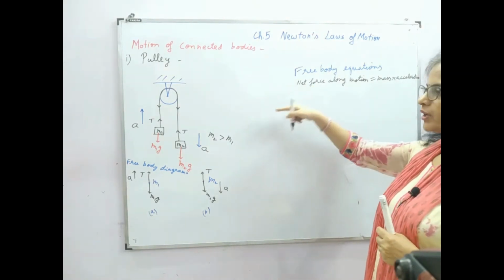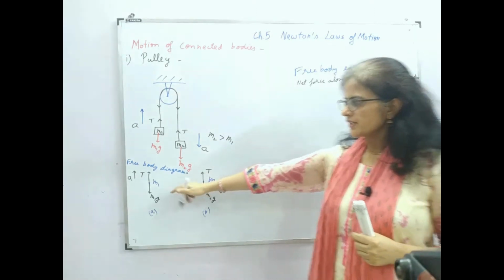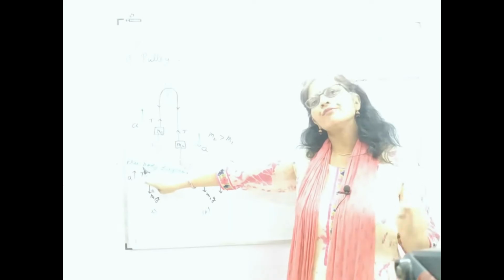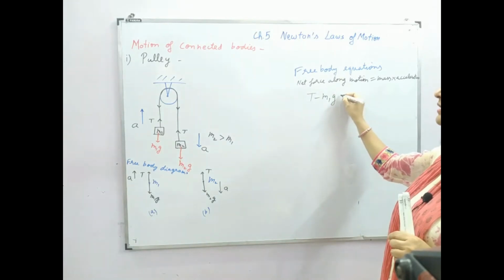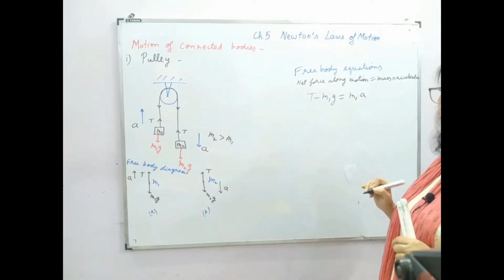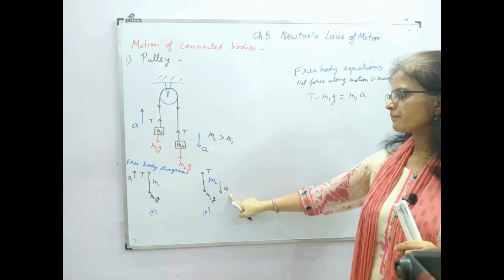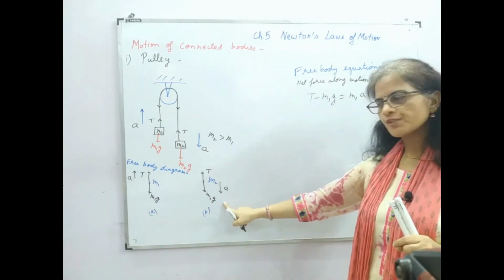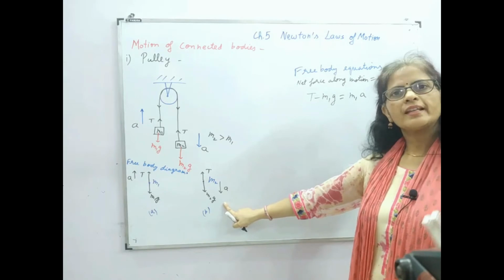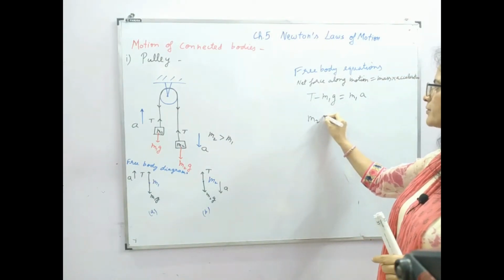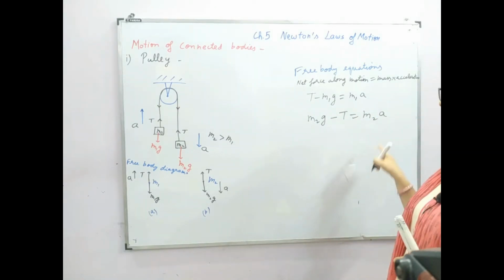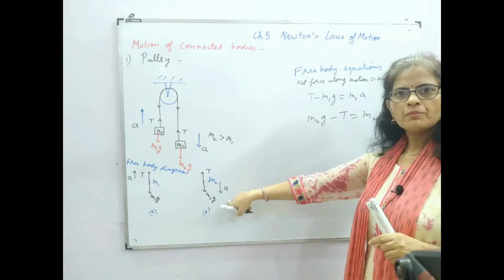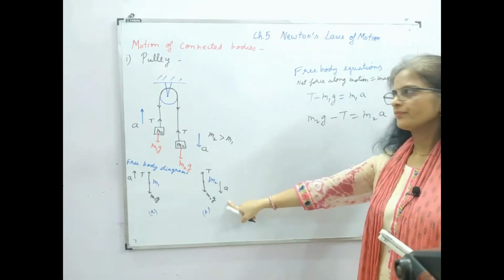Right? So what is the net force on this? See, this mass is moving up. So this tension force will be greater than the weight of mass m1. So I can write T minus m1g is equal to m1a. Similarly for this mass, since it is moving this way, the m2g force is greater than the tension. So I can write m2g minus T is equal to m2a. Why here have I written m2? Because I am talking about the free body equation of m2 mass, right?